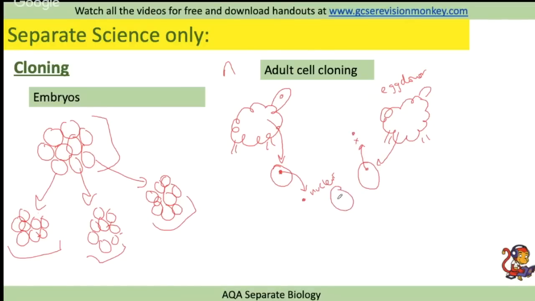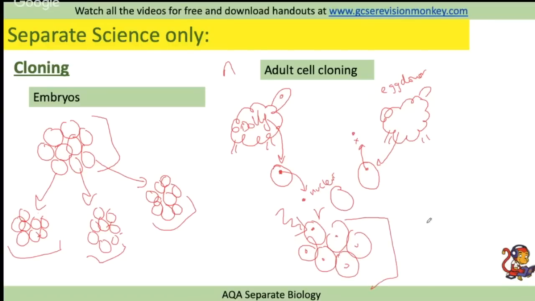So we've got an empty egg cell from a donor and let's call this Dolly, because this is what the sheep was actually done on, Dolly. And we've got the nucleus from Dolly. We combine those 2 together, give it an electric shock, and it will start dividing into an embryo. And this will continue to divide and will make an identical Dolly.